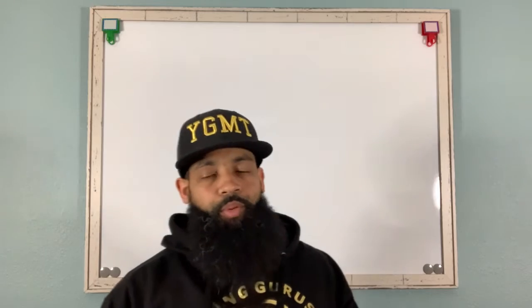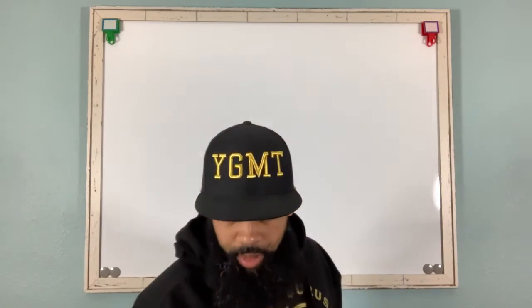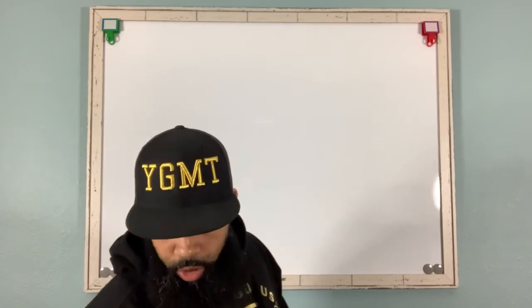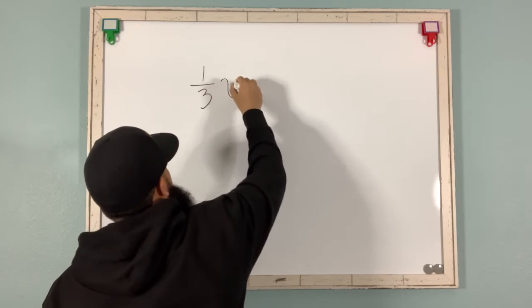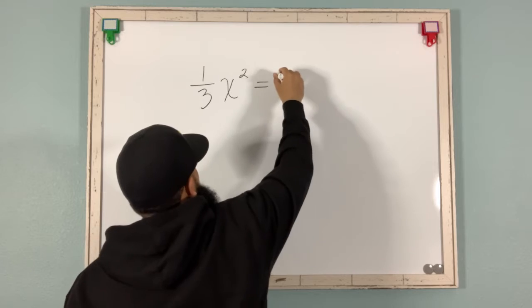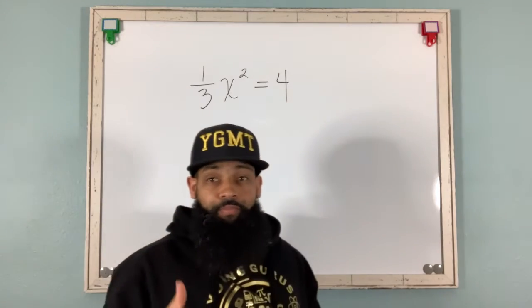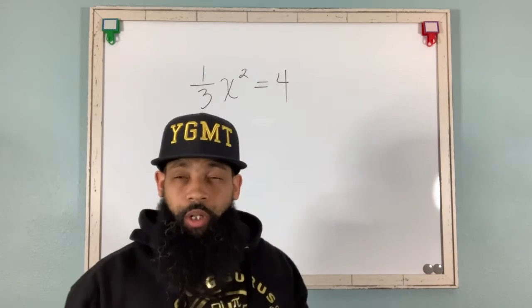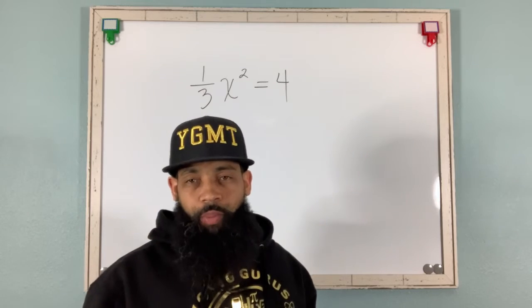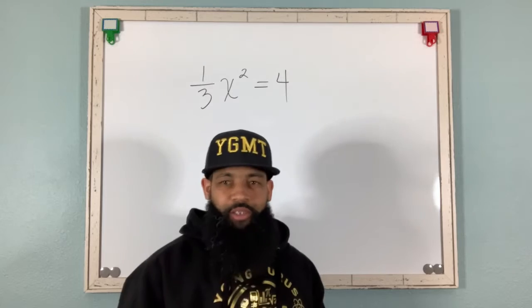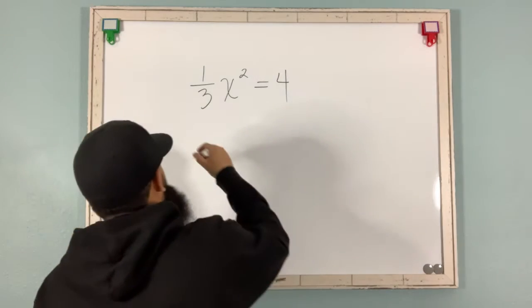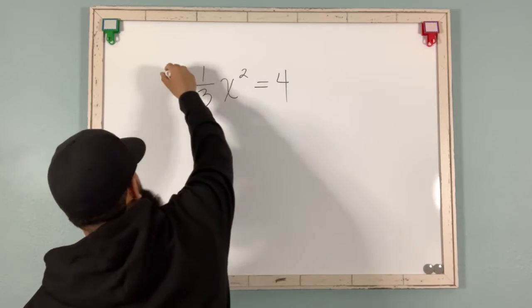In the next example, same concept, we're doing the same thing. I have 1/3 x squared, and it equals 4. Now, I need to get rid of that 1/3. Well, in order to get rid of a fraction, we multiply by the reciprocal. The reciprocal of 1/3 is simply 3. You can write it as 3 over 1, same thing. So I'm going to multiply both sides by 3.